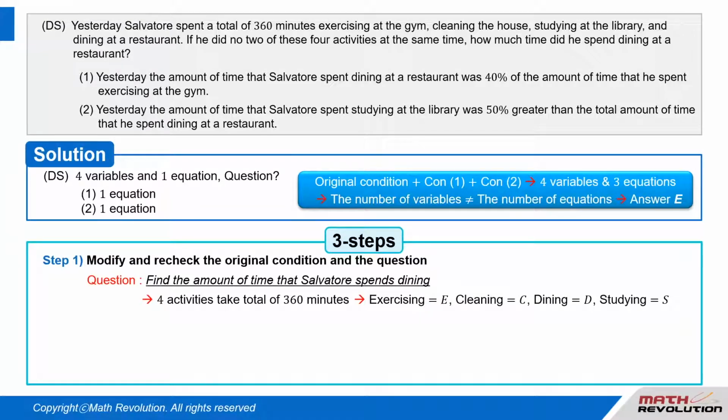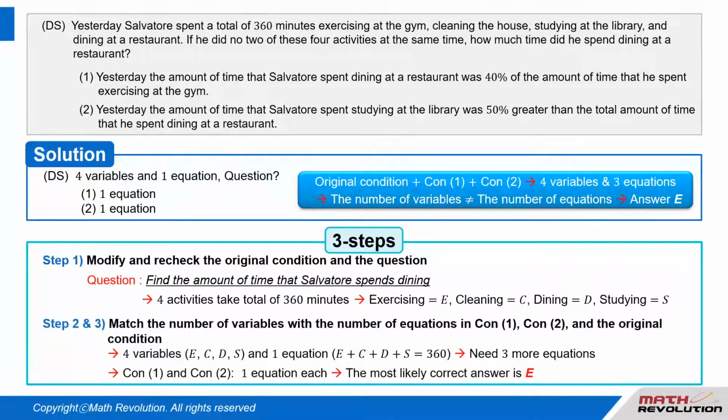We have to find the amount of time that Salvatore spends dining at a restaurant if the 4 activities take a total of 360 minutes. We will assign a variable for each activity: E for exercise at the gym, C for cleaning the house, D for dining at a restaurant, and S for studying at the library. You can solve this by using the variable approach.